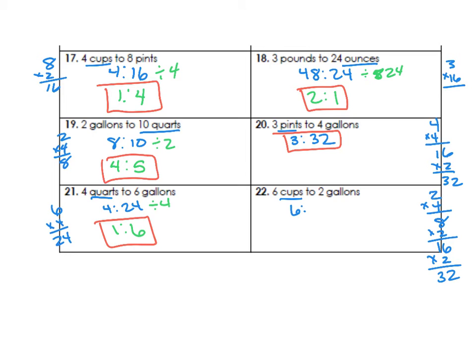Excuse me, 6 to 32. Definitely can simplify here. I am going to divide by 2. That looks like what I can do. See if I have to do this again. 3 to 16. Nope. That is the lowest form it can go.